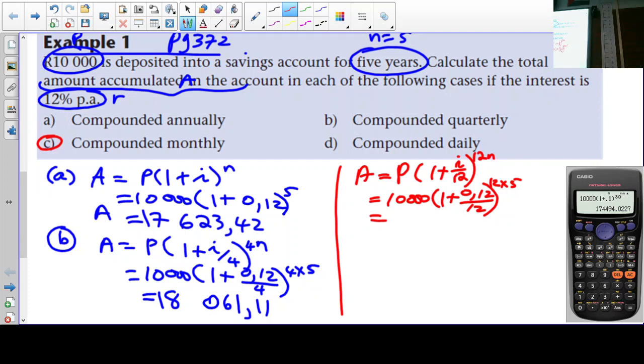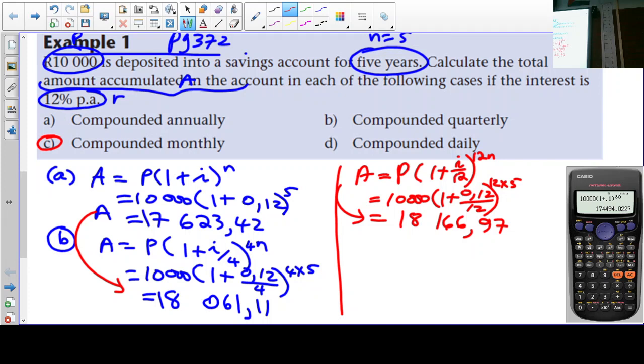Which is what? 18,000? Sorry? Comma? 90. So what do you notice? The return is just bigger and bigger at the same compounding, at the same interest rate, sorry.